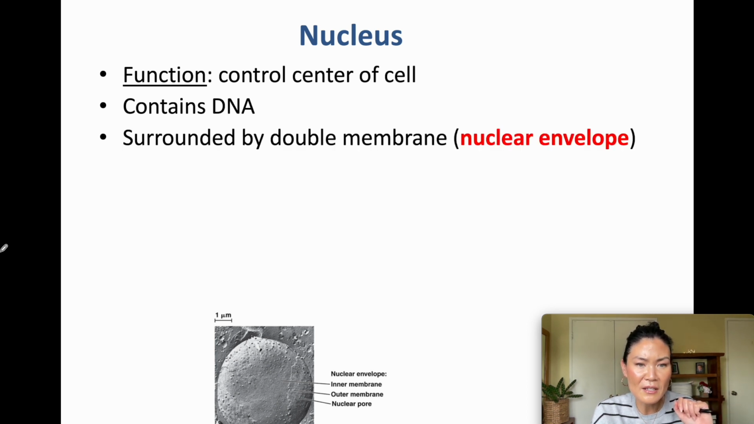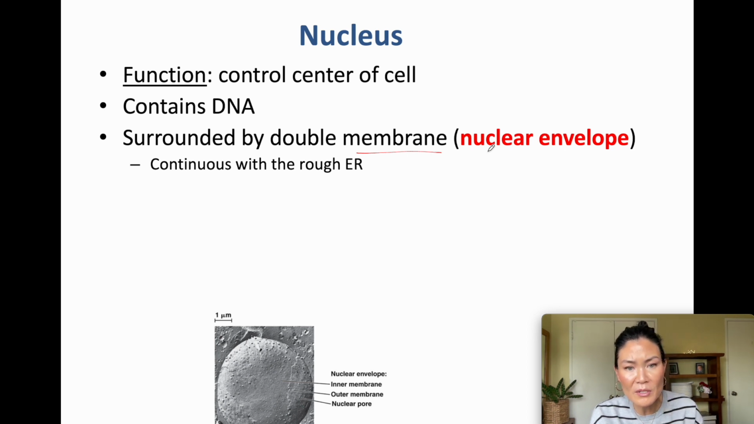It contains our DNA, and like I mentioned earlier, there's a nuclear membrane or nuclear envelope. And anytime we talk about a membrane in reference to living things in cells, it is a phospholipid bilayer. So when we say membrane, we're talking about a phospholipid bilayer. And it has two phospholipid bilayers, so it's a double membrane. And it's continuous, meaning it's attached to the rough endoplasmic reticulum, which we'll be talking about. Endoplasmic reticulum, for short, is ER.